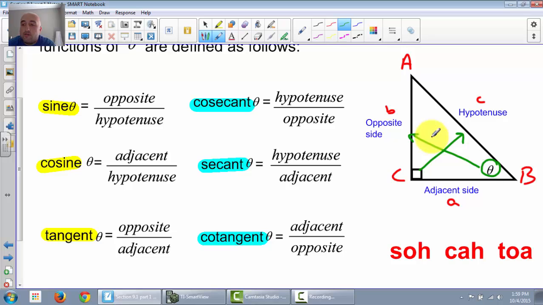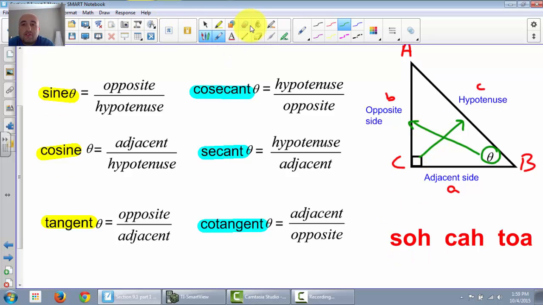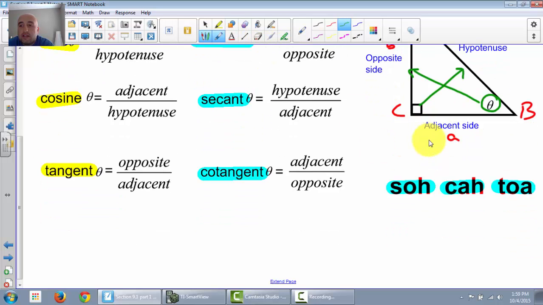So the easy way to remember this is called SOHCAHTOA. Down here at the bottom right corner, we have SOHCAHTOA, and that's the easy way to remember sine, cosine, and tangent. Sine is the opposite over the hypotenuse. Cosine is the adjacent over the hypotenuse, and tangent is opposite over adjacent. So that's how we remember it.